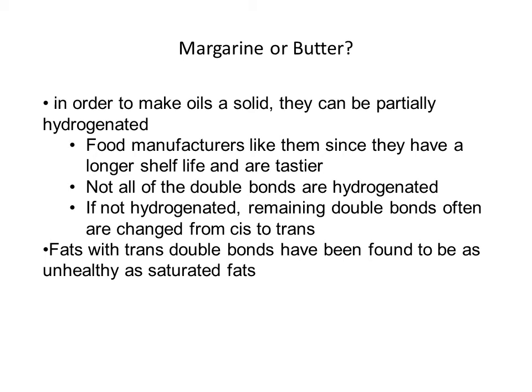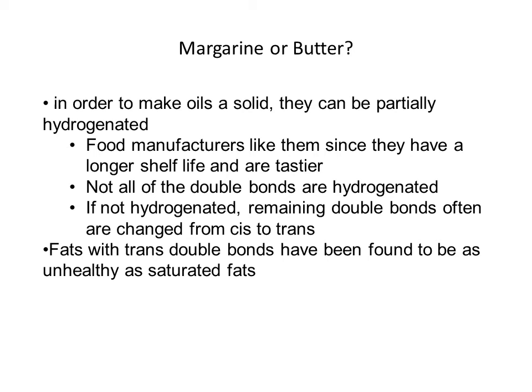If we look at margarine, we might think that it is good for you because it's a plant source product, but we need to look at how margarine is prepared by manufacturers. When we make margarine, we are taking an oil and making it a solid. To do that, we do something called partial hydrogenation. We start the hydrogenation process, but we don't add enough so that all the double bonds have been hydrogenated.